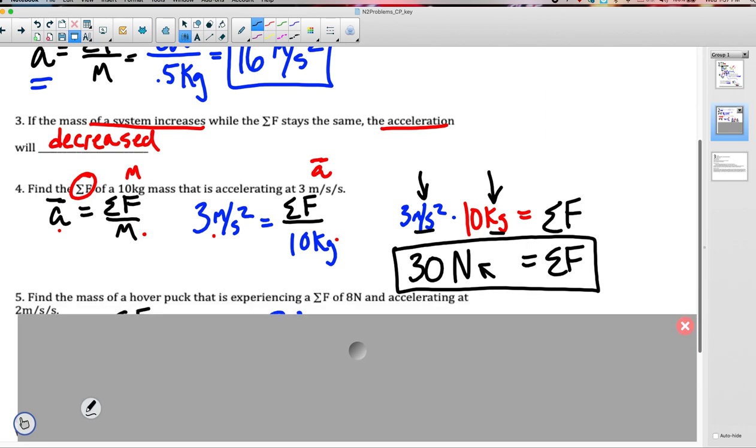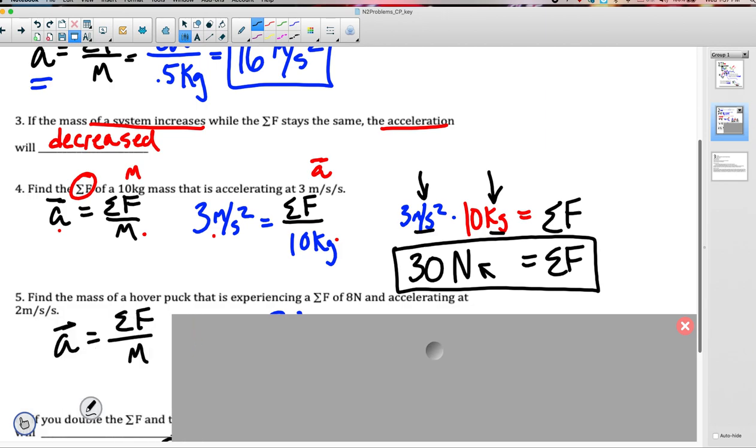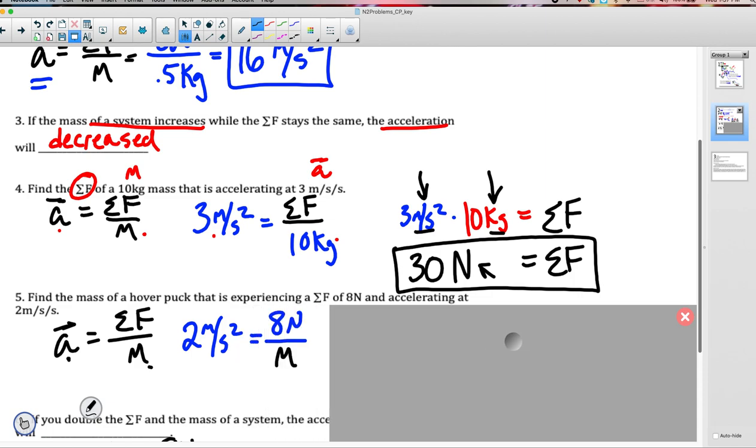Next up, it says find the mass of a hover puck that's experiencing a net force of 8 newtons accelerating at 2 meters per second squared. So we can start with the same general equation with Newton's second law that says acceleration and net force are directly proportional, while acceleration and mass of the system are inversely proportional. We can plug in the values that we know. We already knew that the net force was 8 newtons. We were told the acceleration was 2 meters per second squared, and they want us to find the mass.